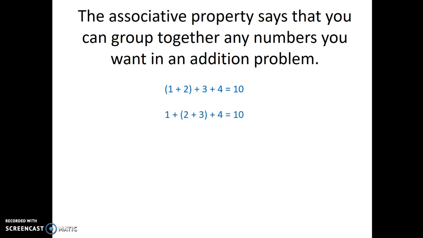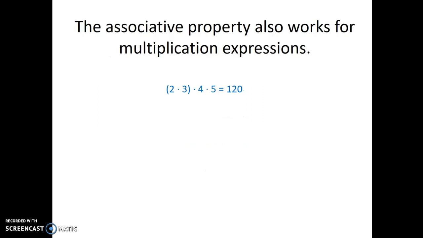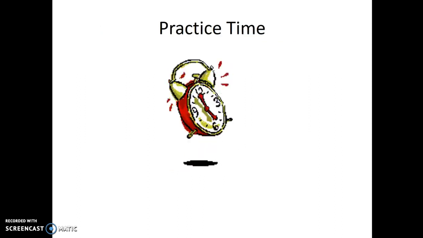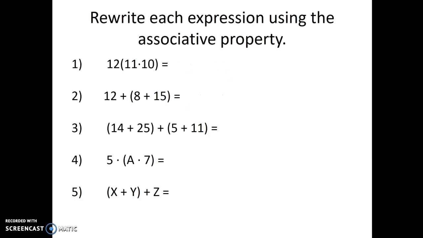So look at these different ways I can group. No matter how I do it, I always make 10. Note, I don't have to just keep 2 grouped together. I can group 3 together if I wanted to. The same rules apply for multiplication. I can group numbers in any way if it's all multiplication or all addition, okay? And I can group more than 2 numbers together if I need to. All right, so let's give it a shot. Pause the video and rewrite each of these expressions using the associative property.